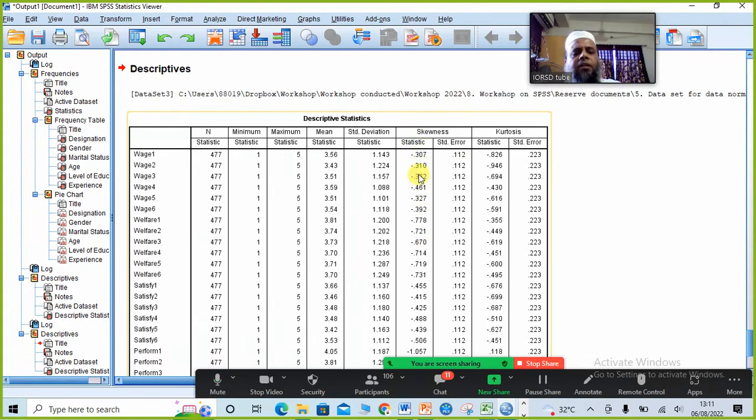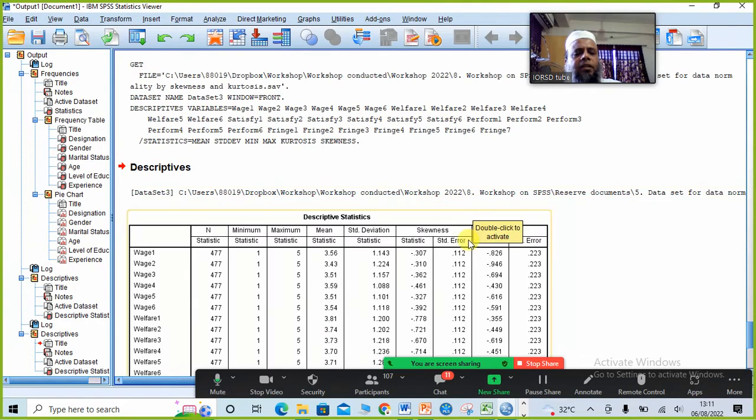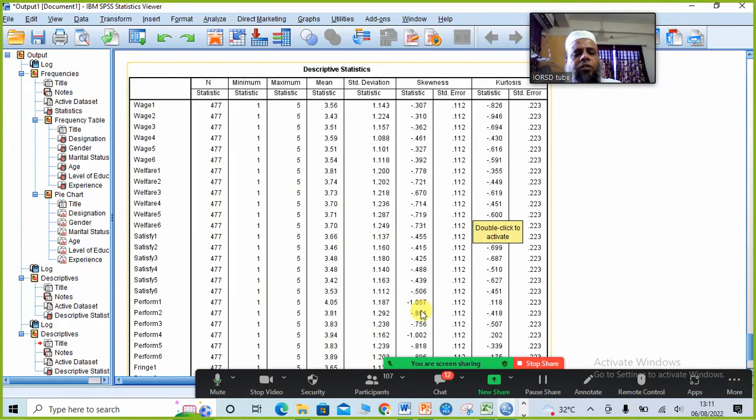Sir, if the Kurtosis value of statistics and the statistic for skewness are within plus minus 2, then you will consider it normally distributed, and if it is above that, then it is not normally distributed, it is non-parametric.